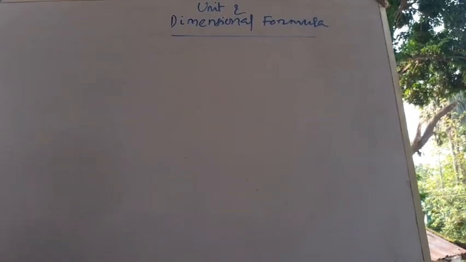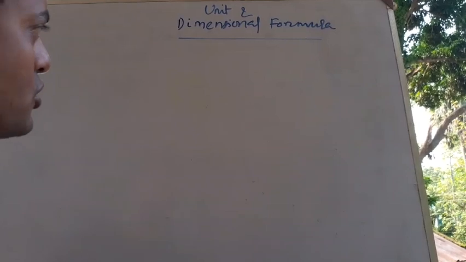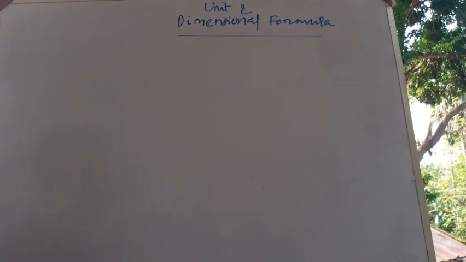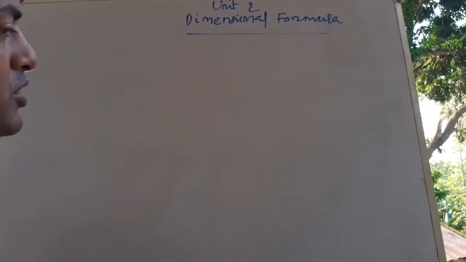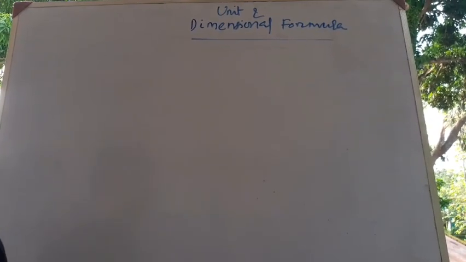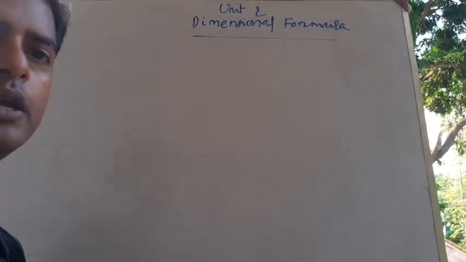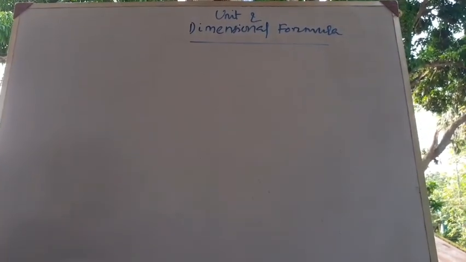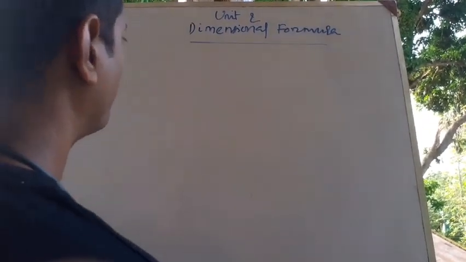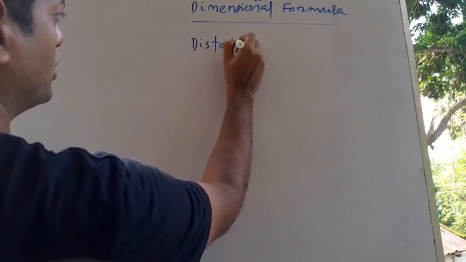So now we are going to discuss the unit and dimensional formula of various quantities. Already I have discussed in my first video the unit and dimensional formula of fundamental quantities. Again I am repeating. There are 7 fundamental quantities: length, mass, time, temperature, amount of substance, current and luminous intensity. So now I'll first write my first physical quantity, that is distance, because motion is the first chapter.